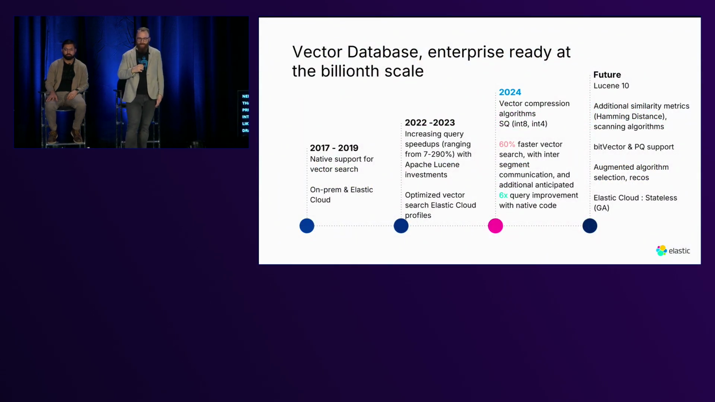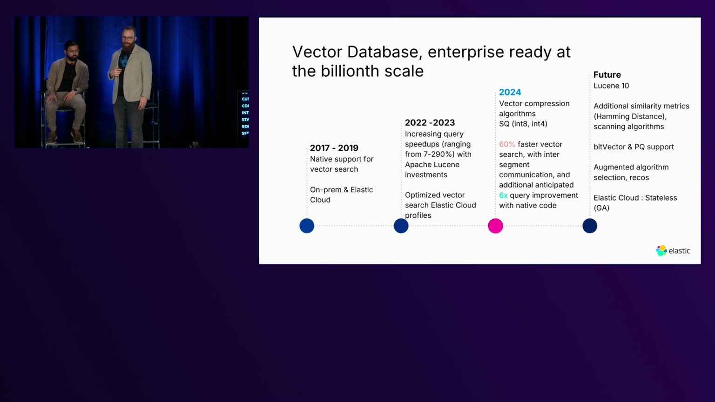So a little bit of timeline, I kind of touched on some of this, but back in 2017, we had support for native vector search, both for on-prem and our cloud customers. Again, by contributing back to Lucene and integrating it natively within the stack, it's not just a bolted-on component that makes separate API calls. We're able to do speed ups from 7 to 290%, really depending on what you're doing.